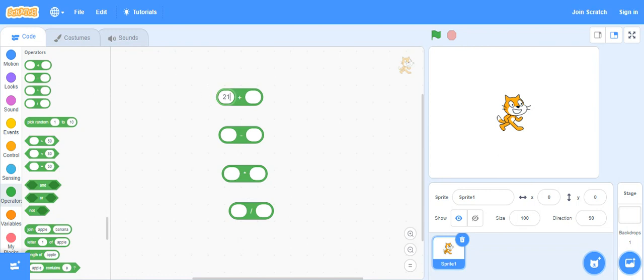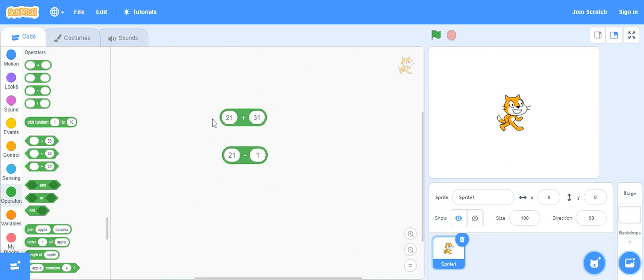So you can see when we click it, it shows the answer. This also shows the answer, and it will be the same with the division block. These were the first four blocks.